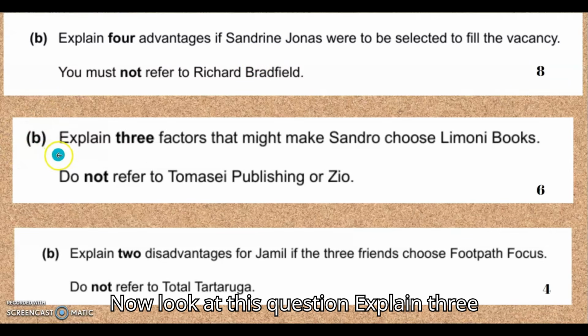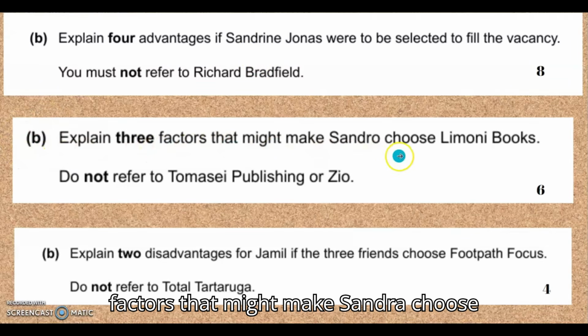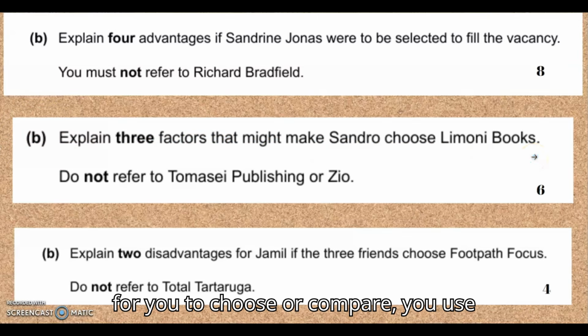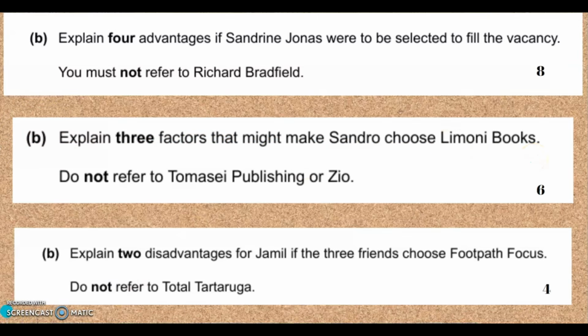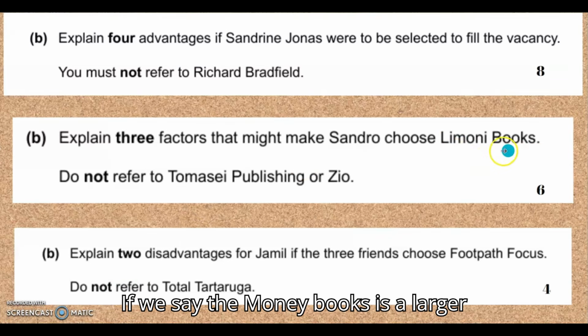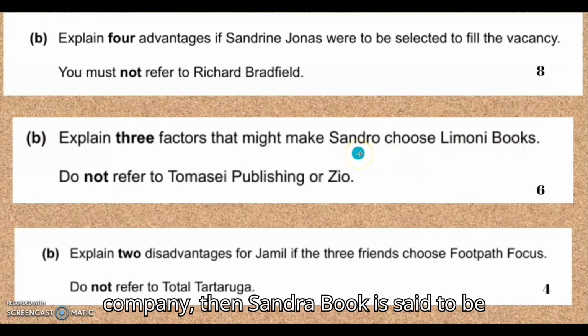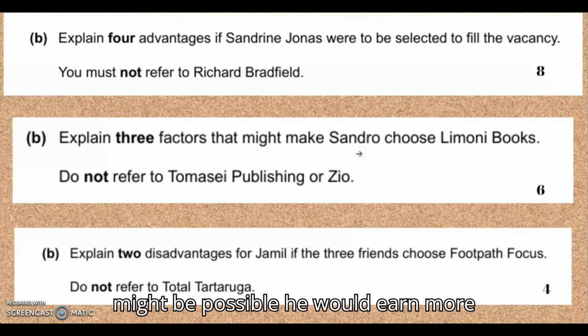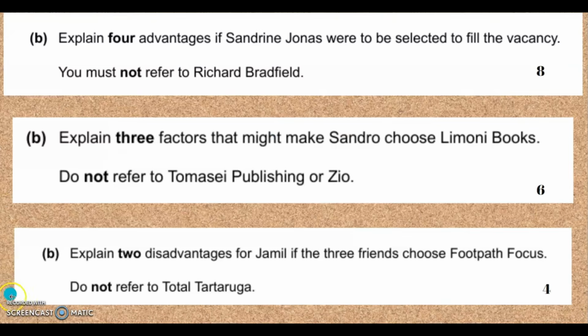Now look at this question. Explain 3 factors that might make Sandro choose Lemony Books. If there are 2 options for you to choose or compare, you use comparatives. If we say Lemony Books is a larger company, and Sandro's book is said to be a bestseller worldwide, it might be possible he would earn more royalties.